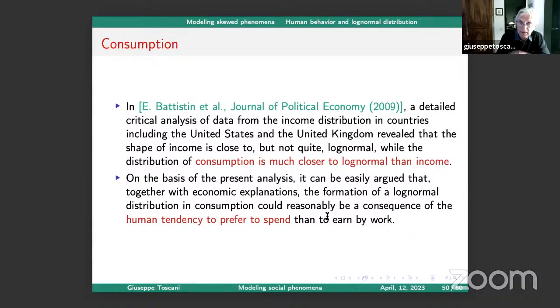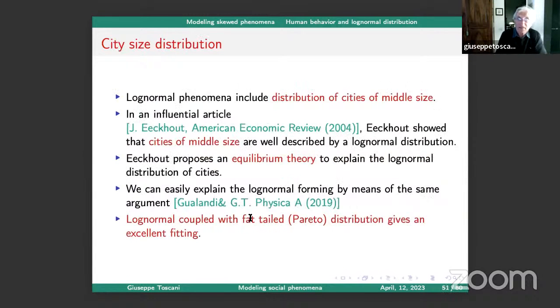Consumption. Here, the asymmetry comes out from the human tendency: clearly, one prefers to spend than to earn by work. And last, maybe there are many other phenomena, but last I will insist on the distribution of cities of middle size.